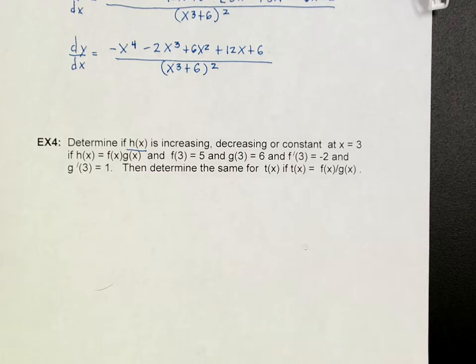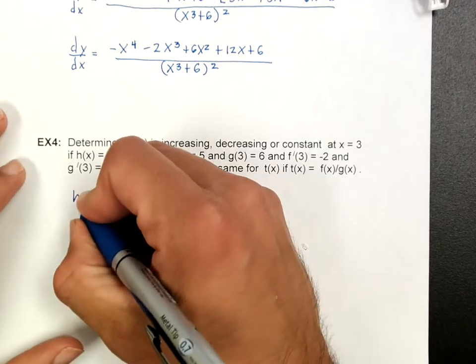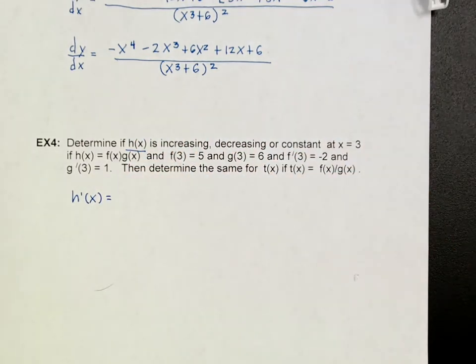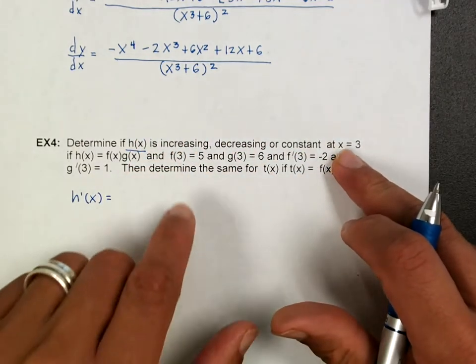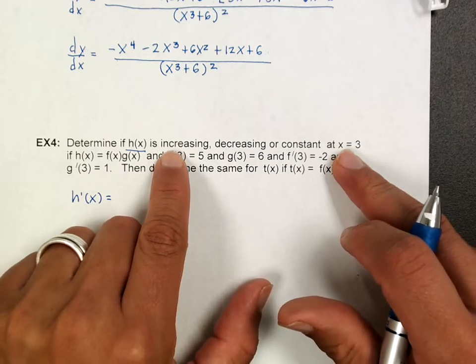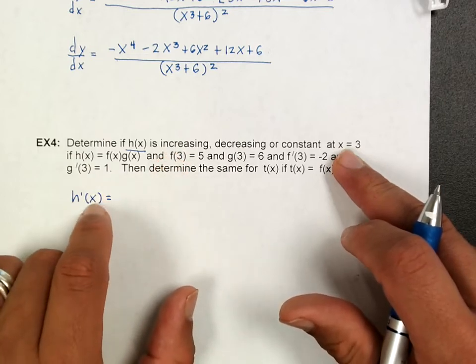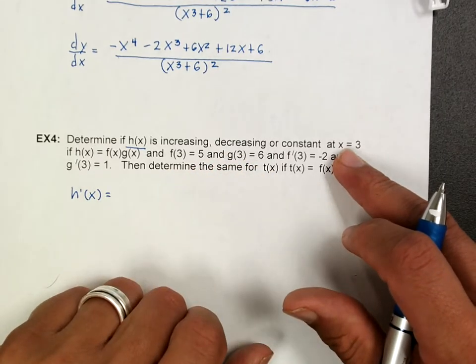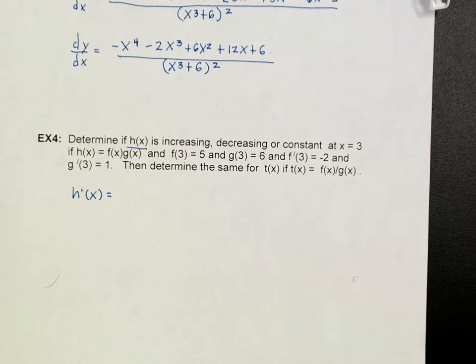Now, if I want to know that, that's related to the derivative. How is it related to the derivative? Well, if you remember, if the derivative, and by that I mean if h prime of x is positive at x is equal to 3, then that means that h of x is increasing. All right? If the derivative at x equal to 3 is negative, then it's decreasing. And if the derivative is 0, then that means that the function at that point is constant. Okay.